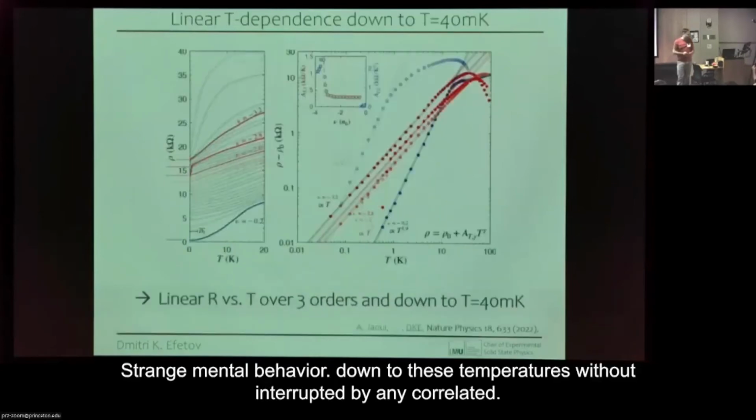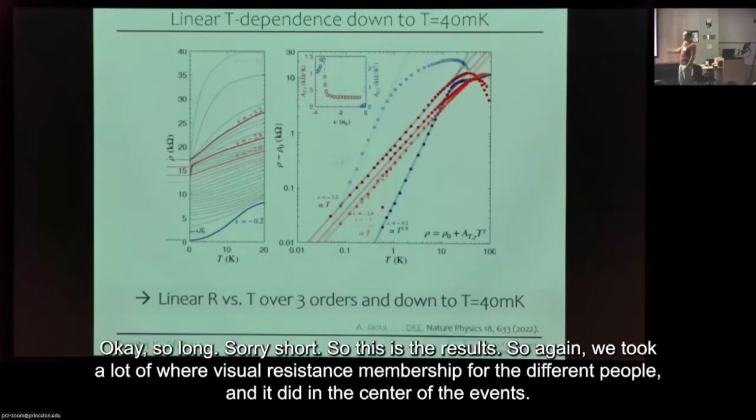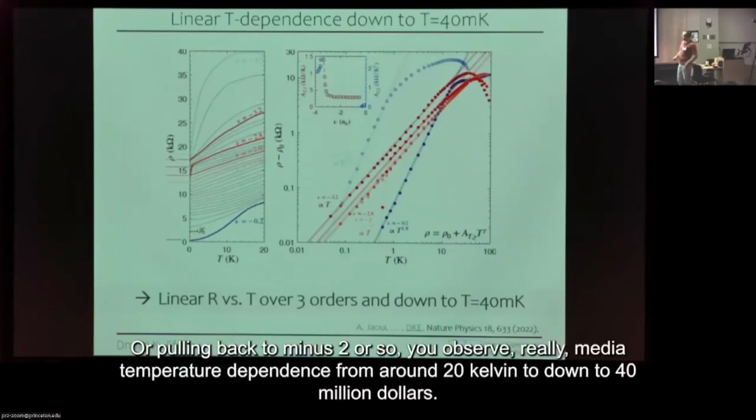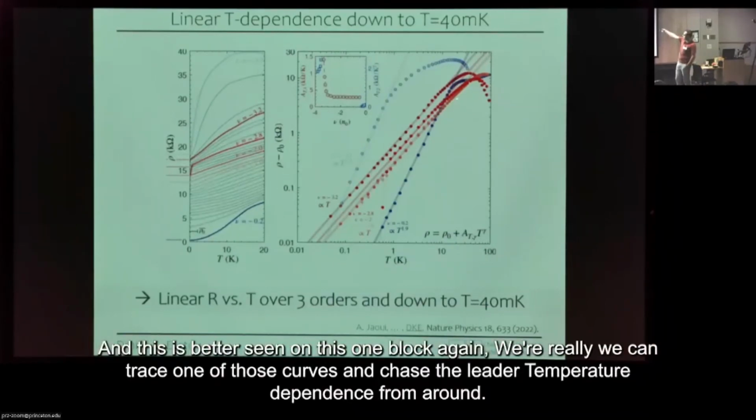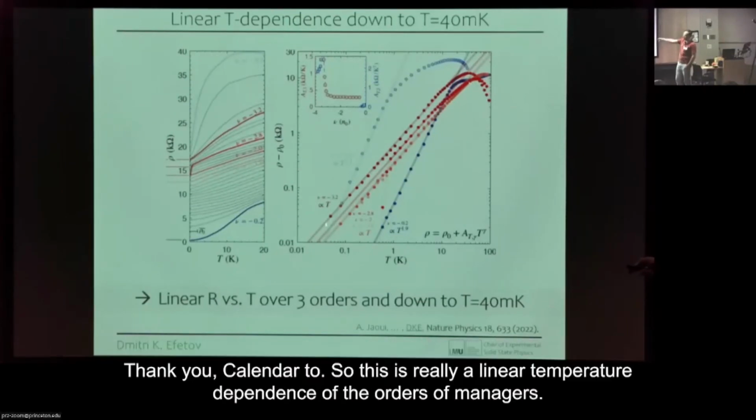Okay, so long story short, these are the results. Again, we took a lot of curves where we measure resistance as a function of temperature for the different fillings. And indeed, in the center of the band, for filling factor -2 or so, we observe a linear temperature dependence from around 20 Kelvin down to 40 millikelvin. And this is better seen on this log-log plot again, where we can trace one of those curves and trace the linear temperature dependence from around 20 Kelvin to around 40 millikelvin. So this is a linear temperature dependence over 3 orders of magnitude.